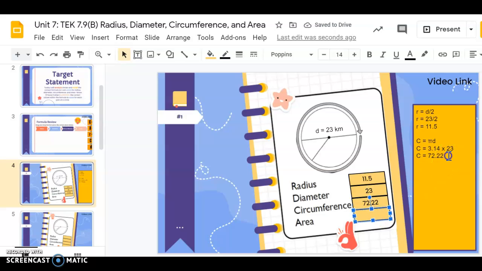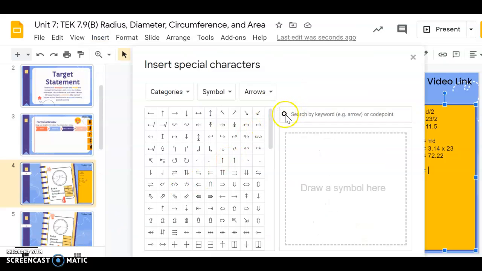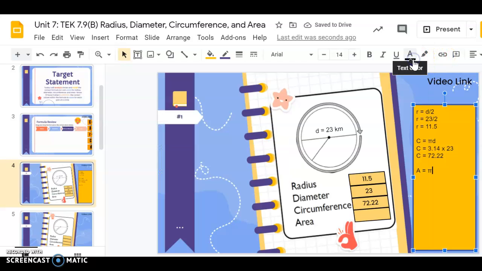Okay, last thing I have is area. I'm going to make a space. So my area, A equals, oh, we got to go back up here to Insert. Go down to Special Characters. Go over here to this little magnifying glass, click on it so I have my blinking. Do you see it's blinking now? Capital P, capital I. Go over here to that. Click on it. Click out of it.